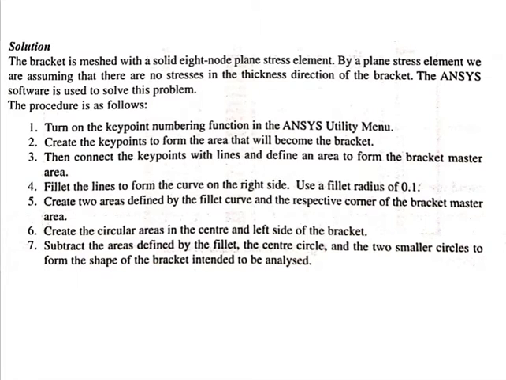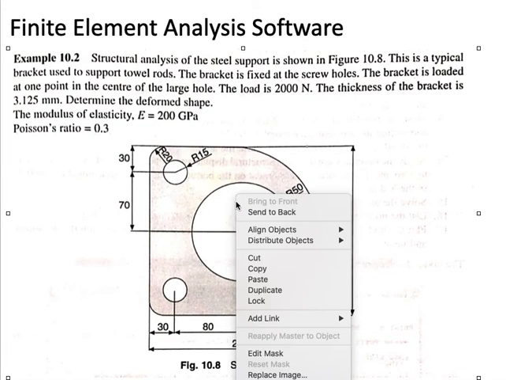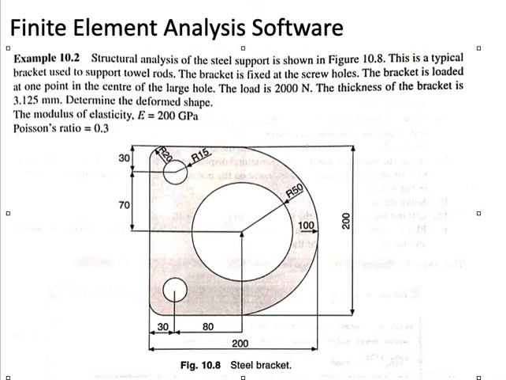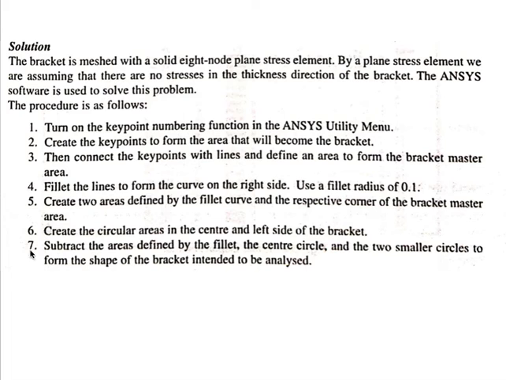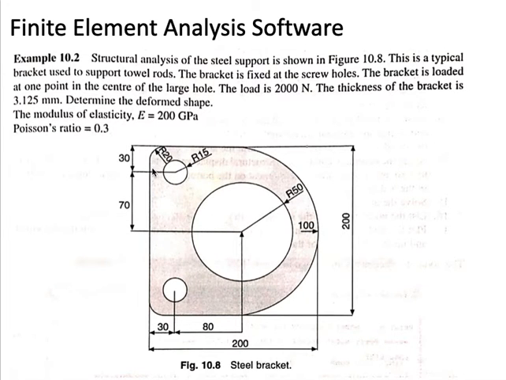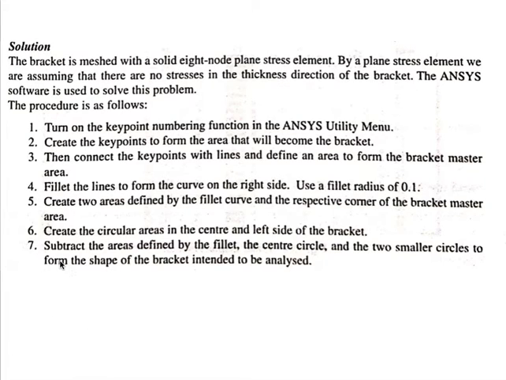And if you see here, this is the figure we are looking for. Create the circular area in the center and left side of the bracket. This is center and left of the bracket. Subtract the area defined by the fillet, the center circle, and the two smaller circles to form the shape of the bracket intended to be analyzed.